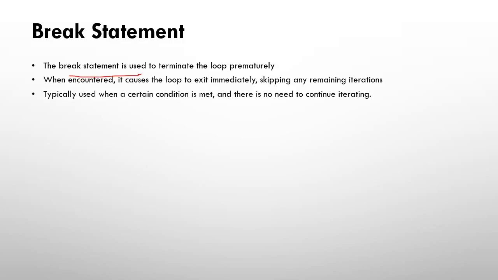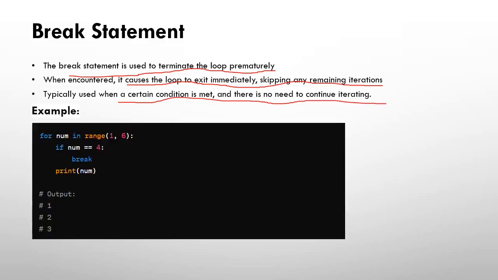The break statement is used to terminate the loop prematurely. When encountered, it causes the loop to exit immediately, skipping any remaining iterations. Typically used when a certain condition is met and there is no need to continue iterating. Now we will see an example of the break statement.